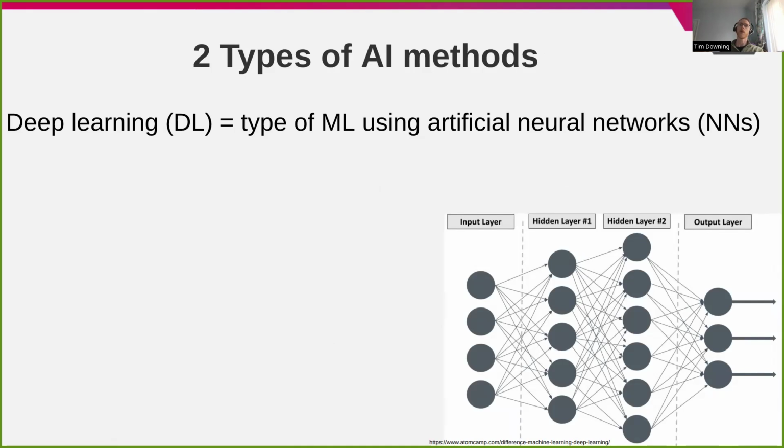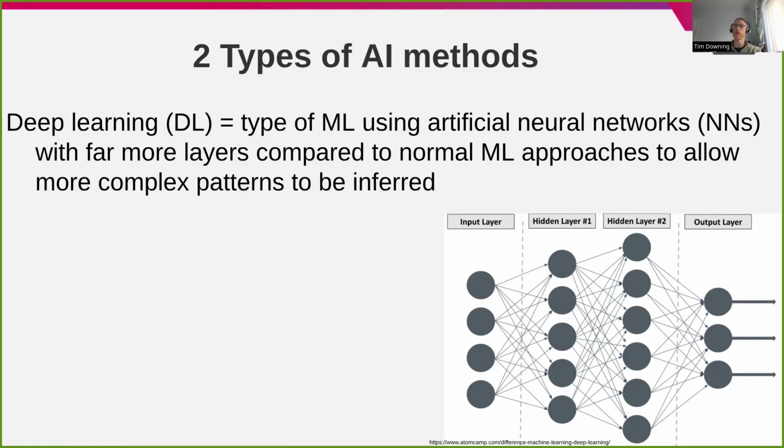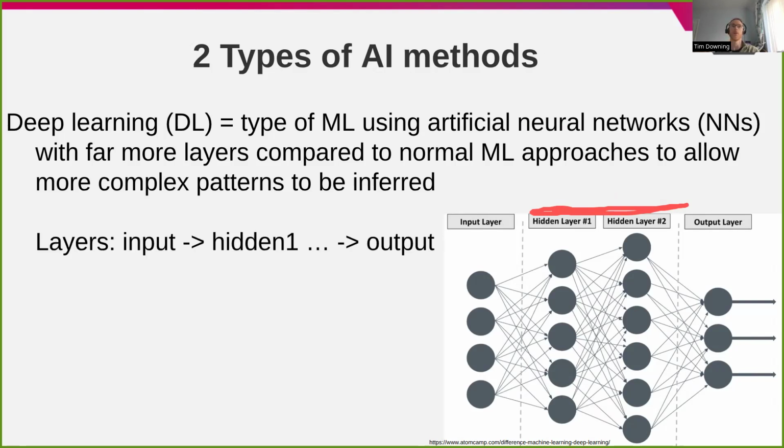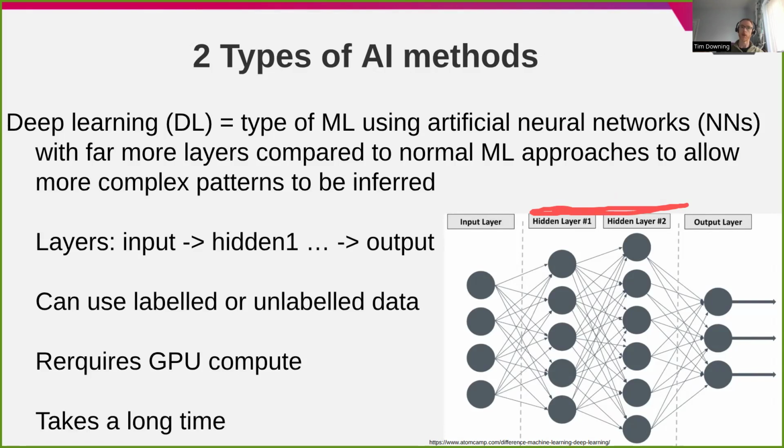Other methods. Deep learning is a type of machine learning using neural networks where we have hidden layers that are far greater in number than is typical from machine learning methods, which allows more complex patterns to be inferred. So you can imagine here we might have many hidden layers that allow more sensitive models to be explored. This does require a substantially higher level of computing, and therefore has to be used where the data is actually sufficient for this. This can use labeled or unlabeled data, and even with access to GPU computing, it still takes a long time to do.